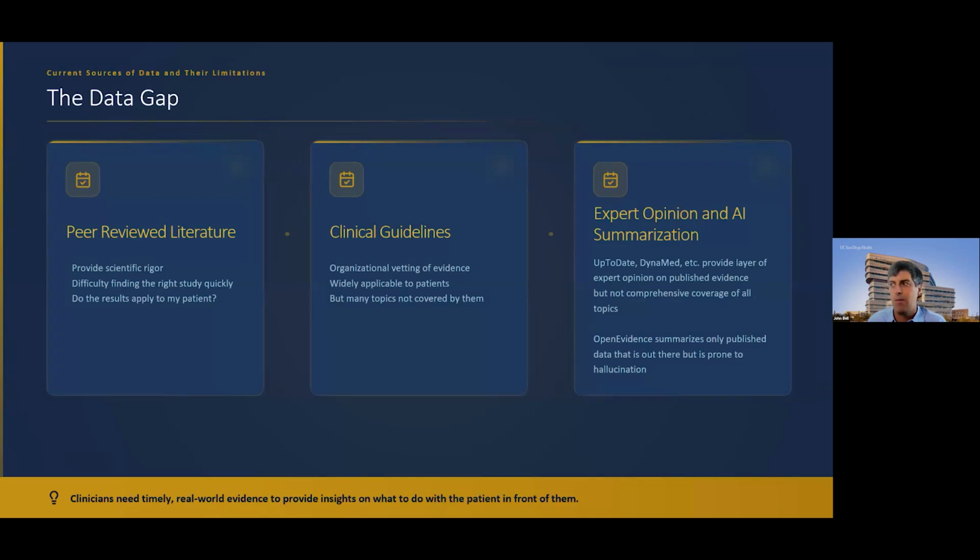And then secondly, I said, I can use AI summarization. So OpenEvidence is the tool that everybody's using now for this particularly. It summarizes published data that's out there, but is also prone to hallucination because it wants to be helpful. So it wants to take your question and get you that last mile and get you that answer. So I put this question in OpenEvidence and it said, yeah, I think that this would be a reasonable choice to do.